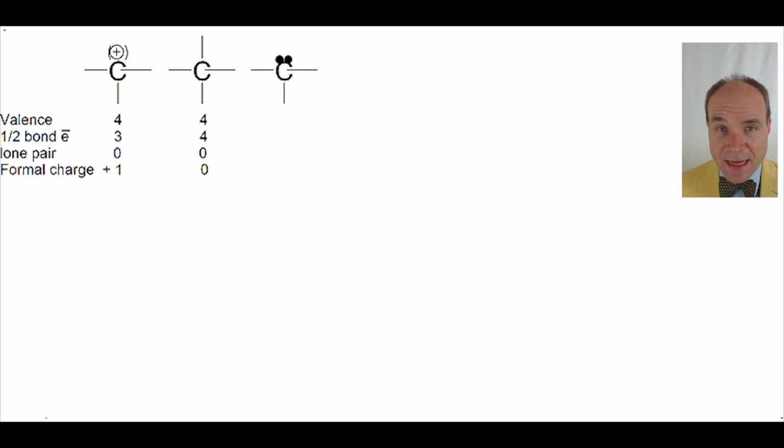Lastly, again, the valence electrons are 4. That hasn't changed. The number of bonds is 3. The number of electrons involved in those bonds is 6. Half the number of bonded electrons, therefore, is 3. Now, if we look here, you'll see there is a lone pair. So we do have 2 electrons from the lone pair. So the calculation is 4 minus 3 minus 2, which is minus 1. So this carbon has a formal charge of minus 1.